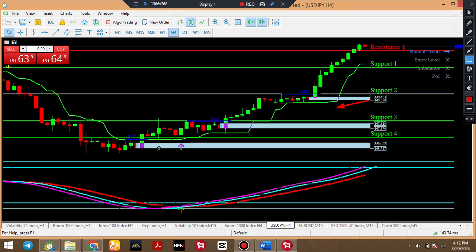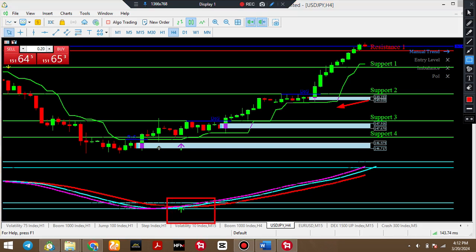Just like what I explained in Crash 300 earlier. When you get your buy signal, what do you do? Let me quickly analyze it. Let me turn off my data so that I'll be able to move the chart.